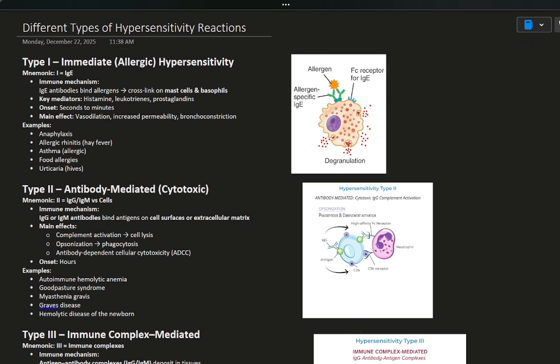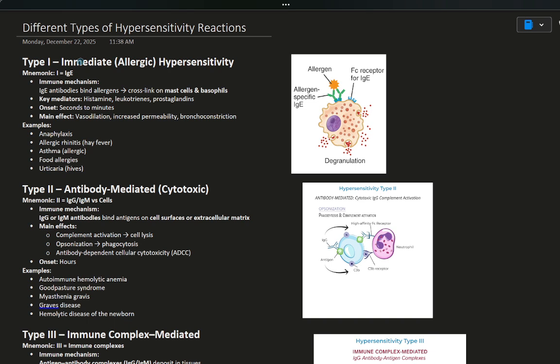And in this video, I want to talk about the different types of hypersensitivity reactions that are important to understand in immunology. So let's get started. There are 4 different types of hypersensitivity reactions, and they're known as type 1, type 2, type 3, and type 4 hypersensitivity reactions. Let's start off with the type 1 hypersensitivity reaction.